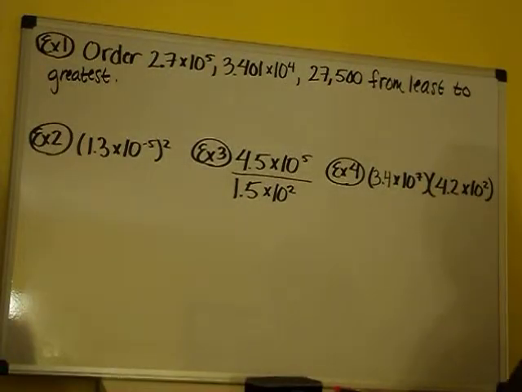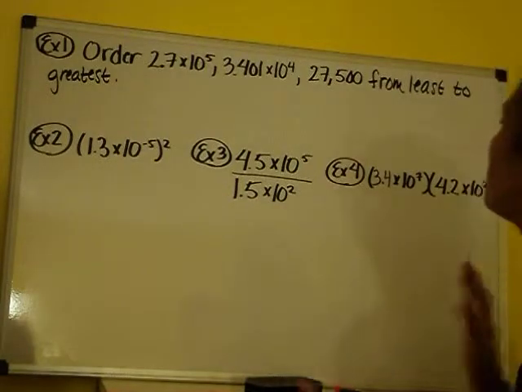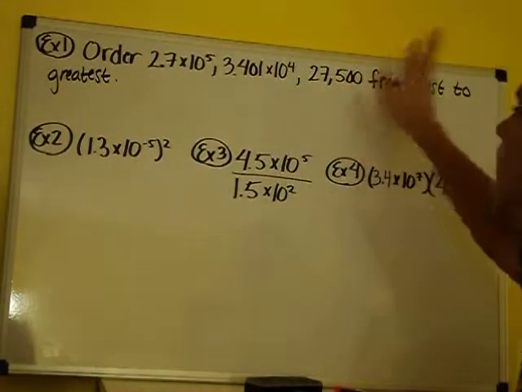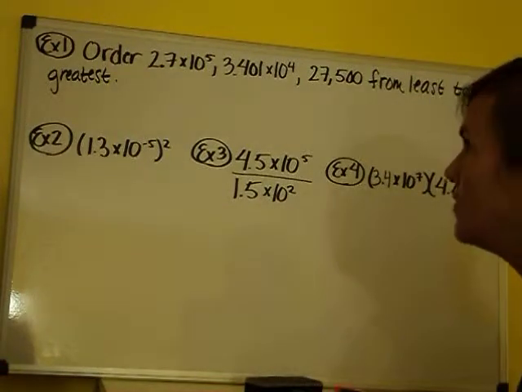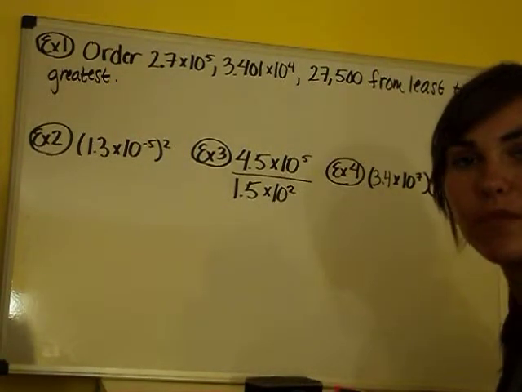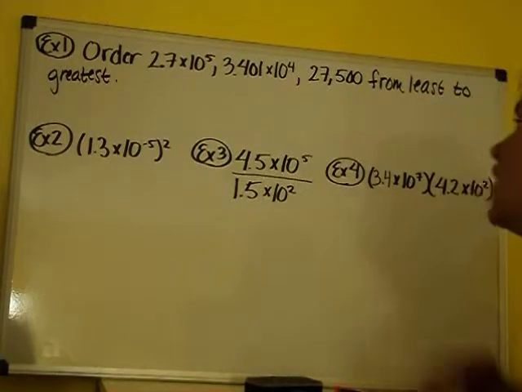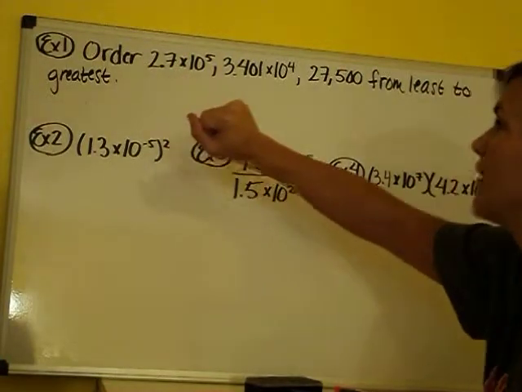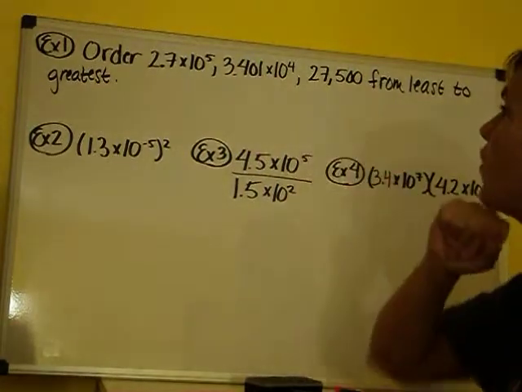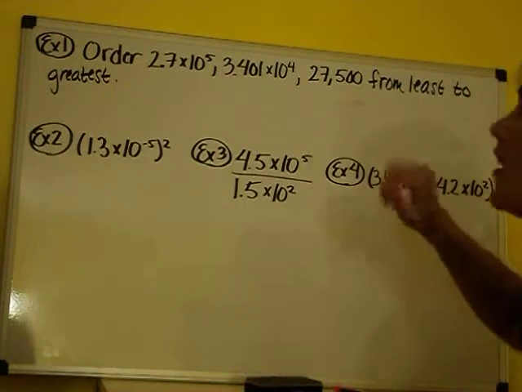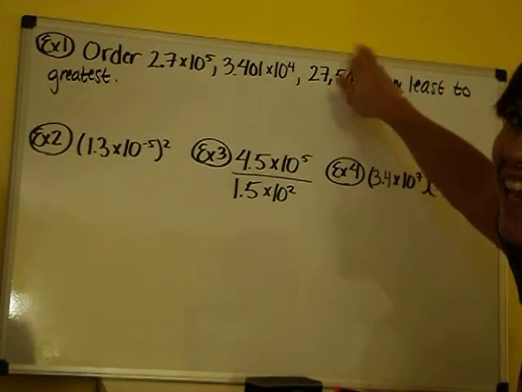Okay, so we are going to finish up by doing some examples. Our first example is that we are going to order these three numbers from least to greatest. If we want to order something from least to greatest, we want them all to be in the same form so that we can compare. So we have 2.7 times 10 to the 5th, 3.401 times 10 to the 4th, and then 27,500. Which one of these is not like the other?